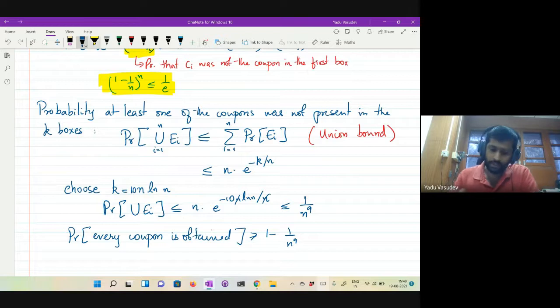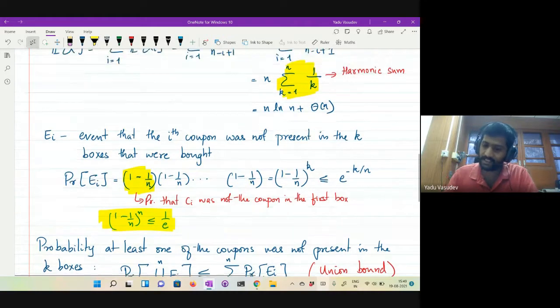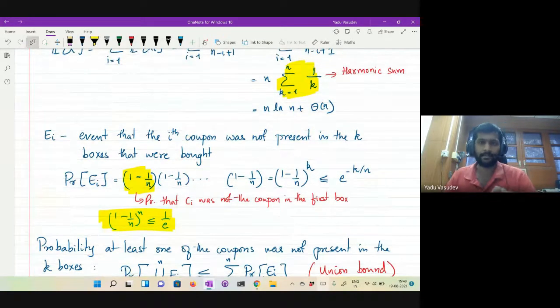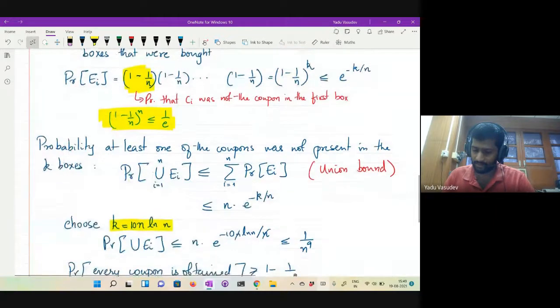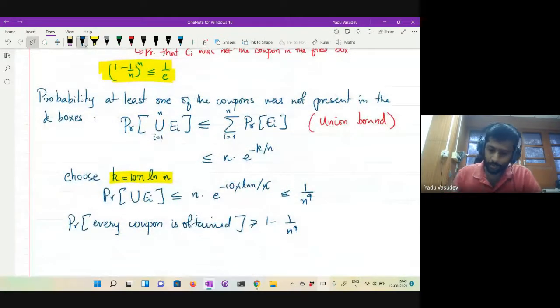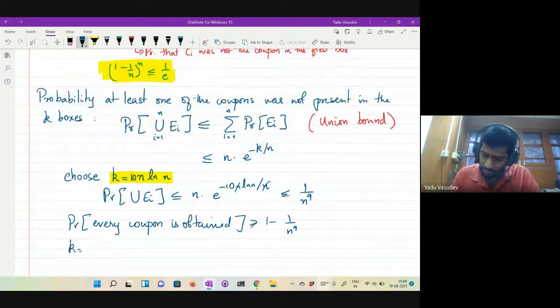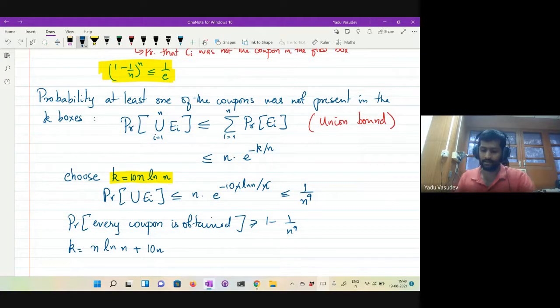But the only issue here is this number, 10n ln n, which is not very nice if you compare it with the expectation. Expectation says that it is n ln n plus theta n. This is slightly worse off than that. So for instance, if you choose k to be n ln n plus say 10n instead of 10n ln n, which is a slightly weaker thing. Typically you know that this is the expectation. What happens if you take so many balls?